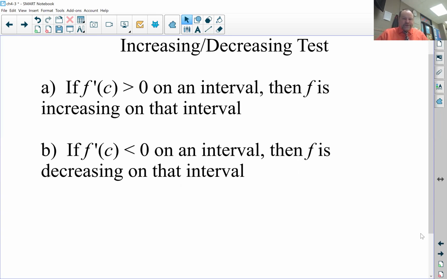So basically what we will do most often is find where the first derivative is 0 and then look at the intervals that breaks our function into. And so we'll say, oh, it's increasing on this interval and decreasing on this other interval.